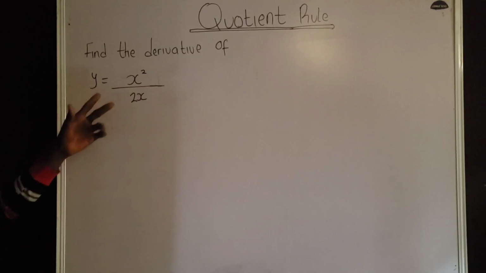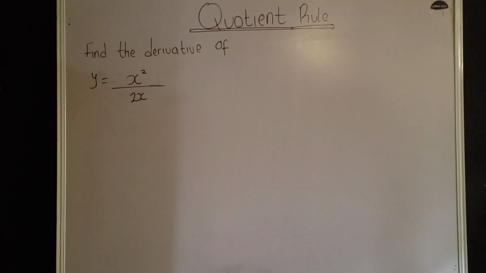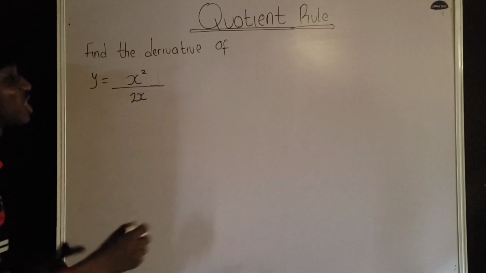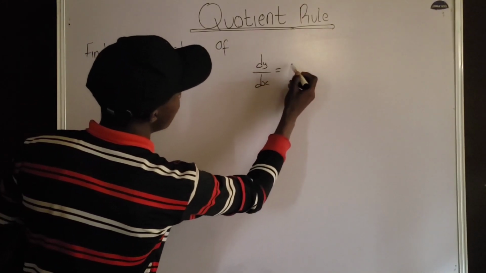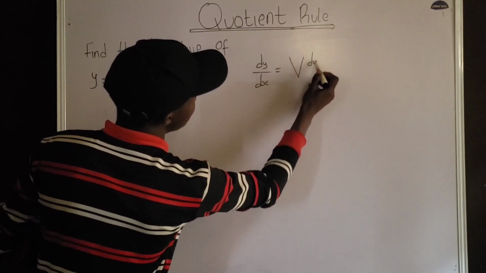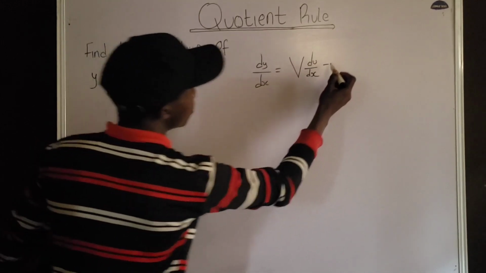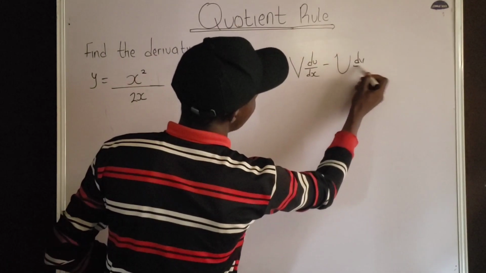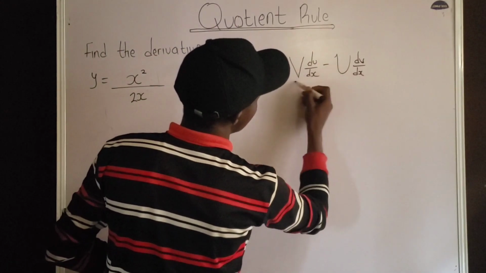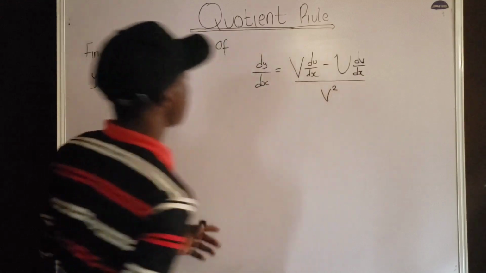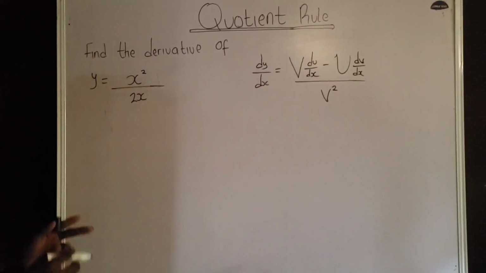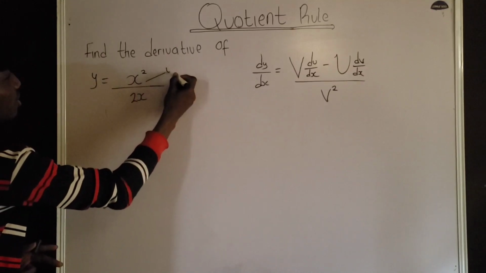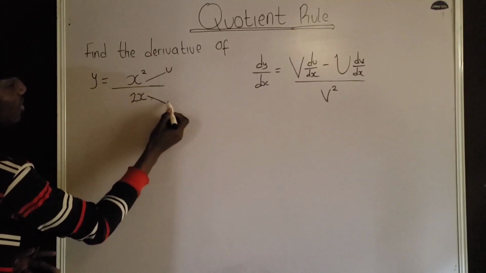Okay, we have y is equals to x squared over 2x. Find the derivative of this. Don't forget that the first step is to remember your formula. According to quotient rule, dy all over dx is equals to what? v du all over dx minus u dv all over dx, all over v squared. So, as you can see from this formula, I need to identify my u and v. The numerator is u and the denominator is v.